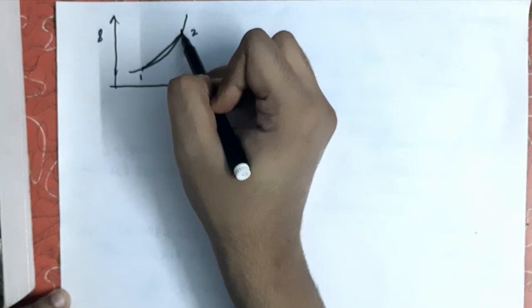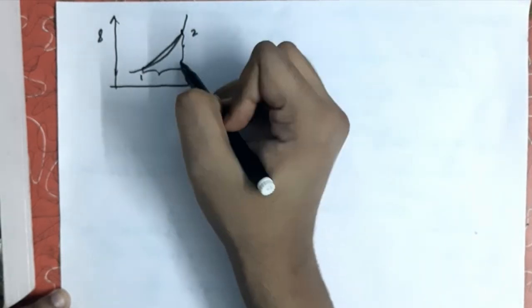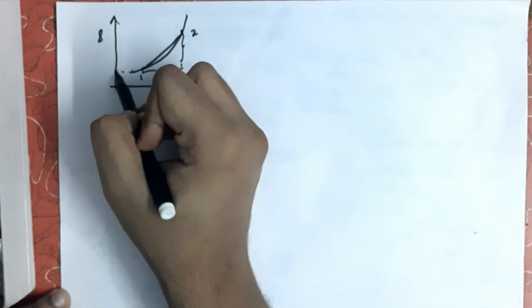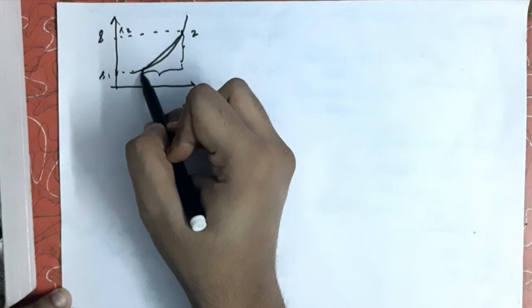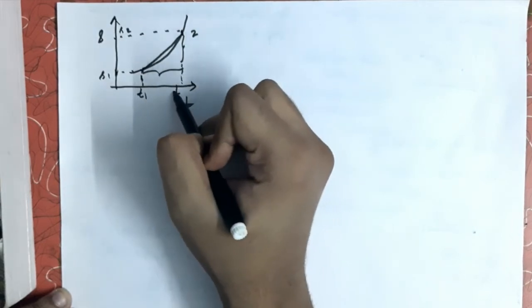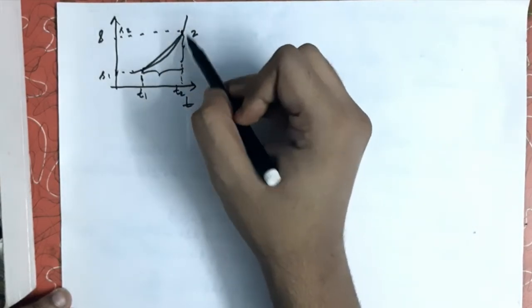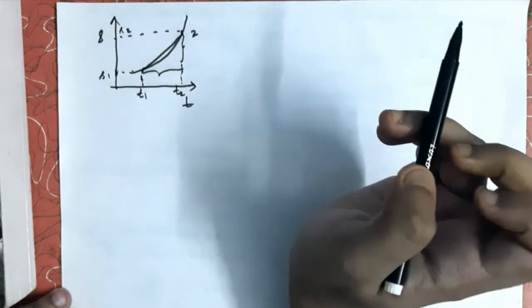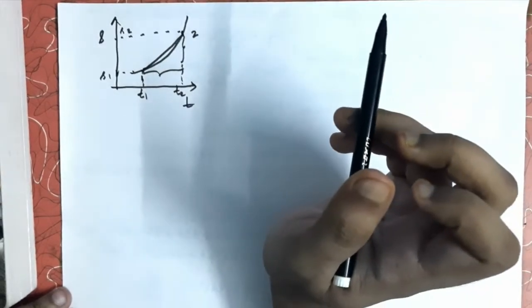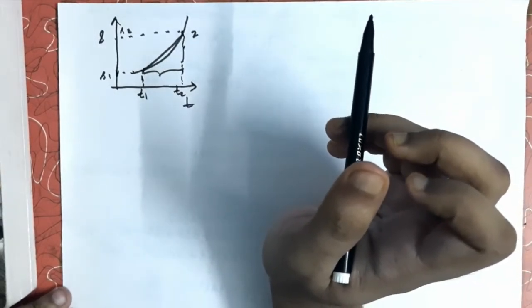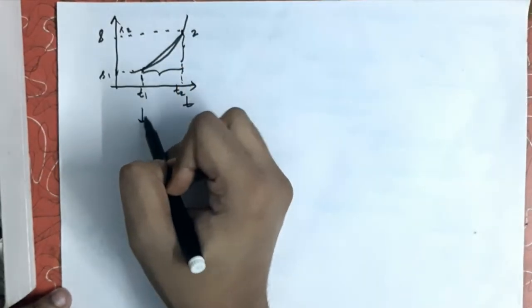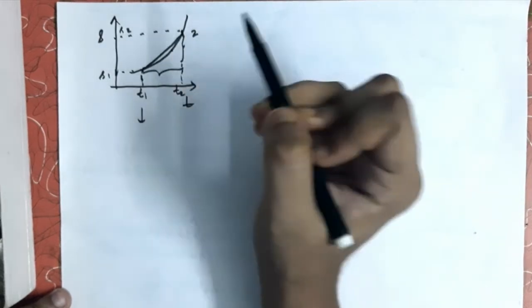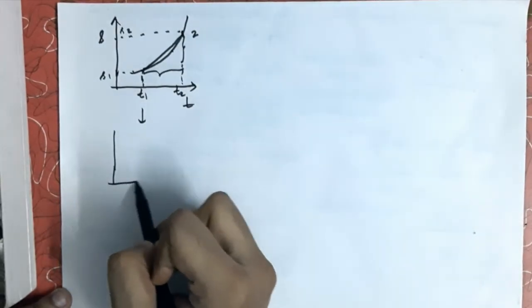Here the slope is what? See, this is s1, this is s2, this is t1, and this is t2. So V average is s2 minus s1 by t2 minus t1. So this is your V average. This is nothing but the slope of this curve. Suppose we make this point more closer, this point more closer. So it will be something like this.